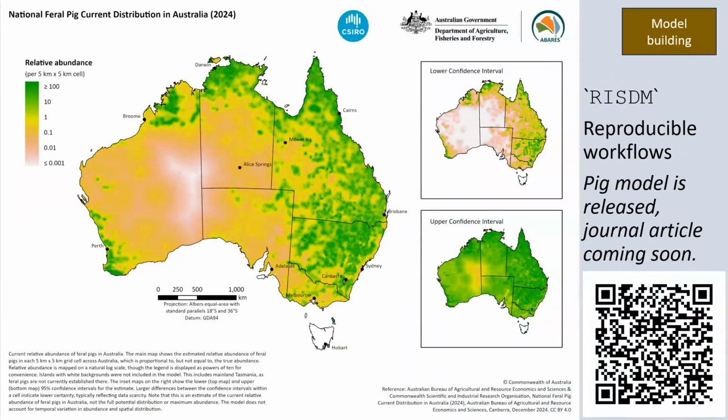Pull those together, and Jens already showed you this map, but this is what we end up getting: an estimate of relative abundance. It's not saying there are 100 pigs in those greenest locations, but rather there's more pigs there than in the yellow locations and so on. It's all relative spatially to each other. It's a method that also gives us the uncertainty estimates around those.